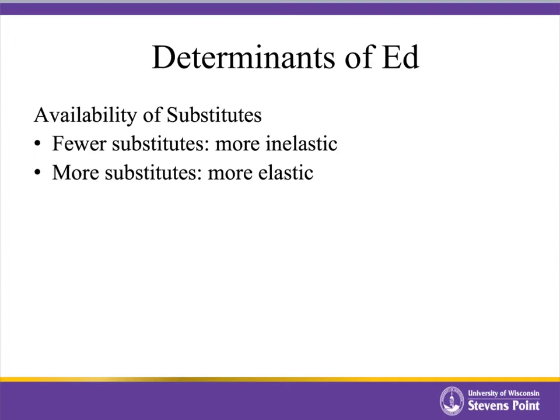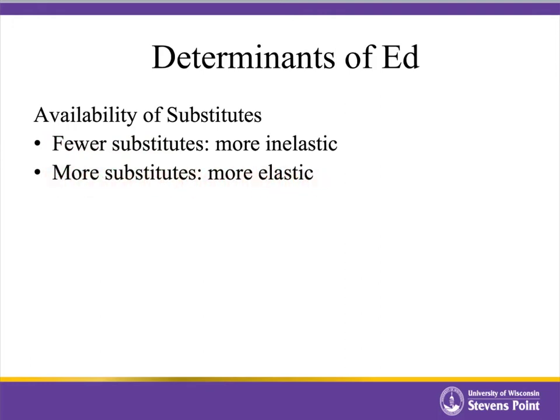So there's a number of determinants of the elasticity of demand. Determinants meaning, what affects this measurement. So one of the common determinants is the availability of substitutes. If a good has very few substitutes, we're going to get a much more inelastic measurement. If a good has lots of substitutes, we're going to get a much more elastic measurement.